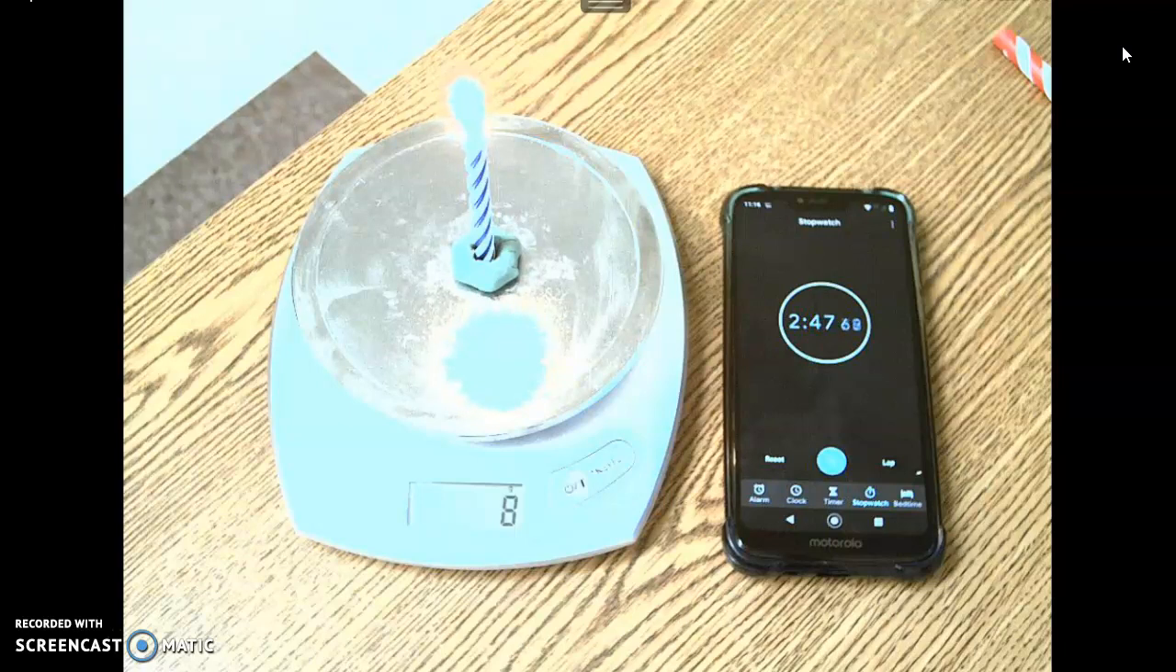Oh, did you notice we are almost at 3 minutes, and we are now down to 8 grams. Let's see if that holds. Okay, at the 3 minute mark, we are at 8 grams for mass. Please go ahead and write 8 grams in the appropriate spot on your chart.